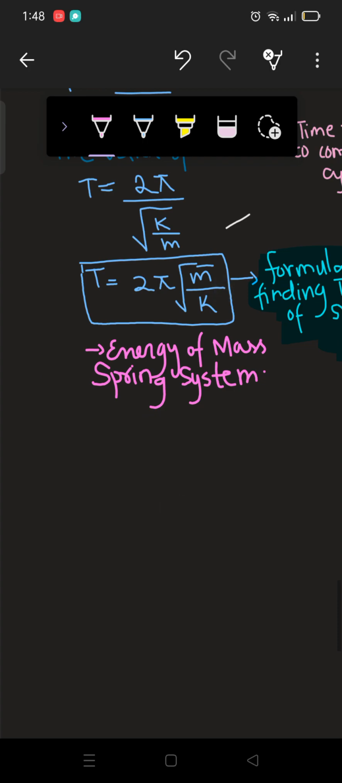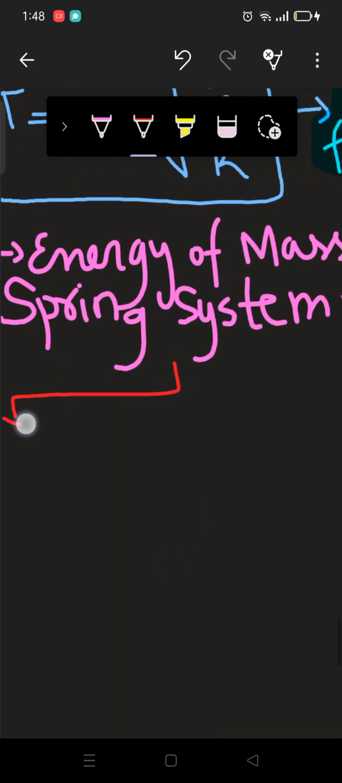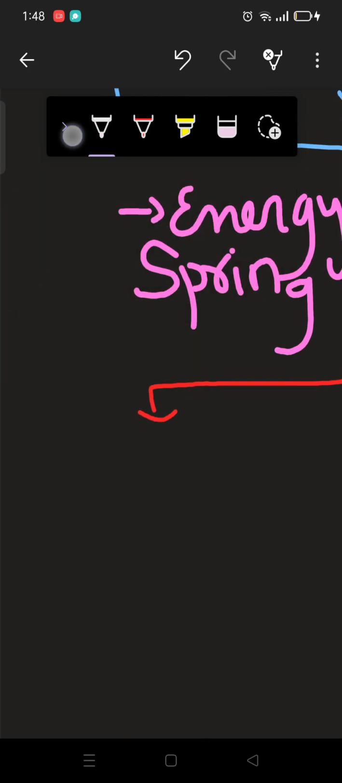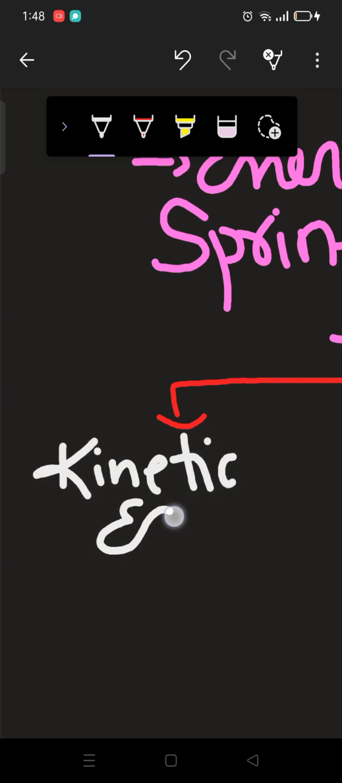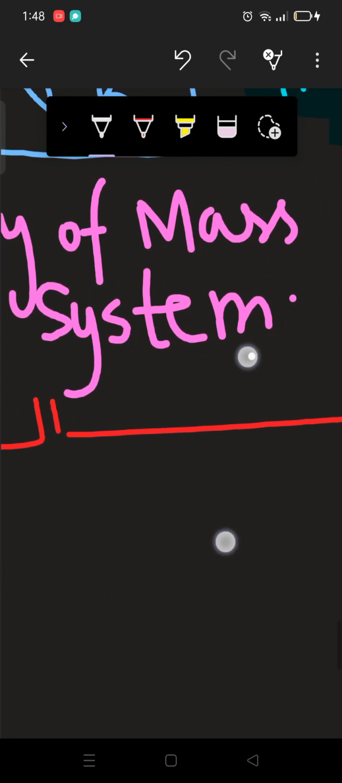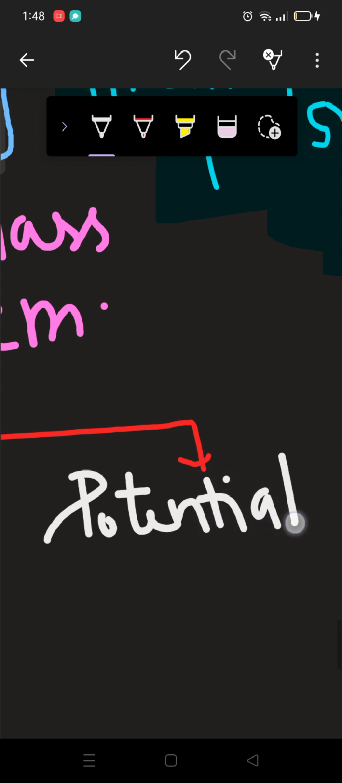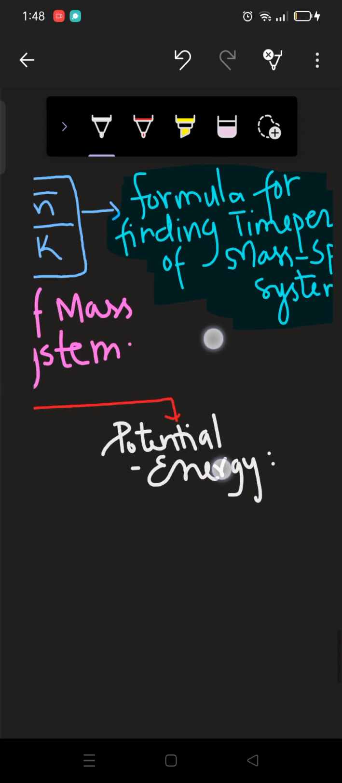So now we know that we have two types of energy, right? The first one is kinetic energy and another one is potential energy, right? Kinetic energy and potential energy.